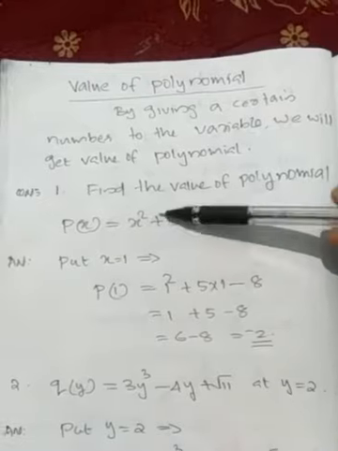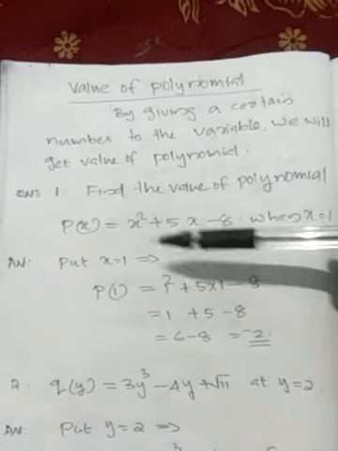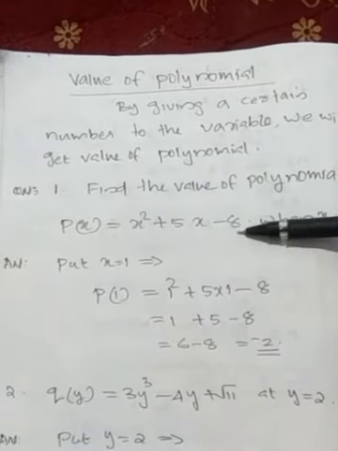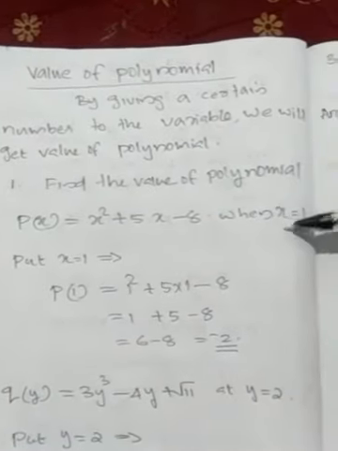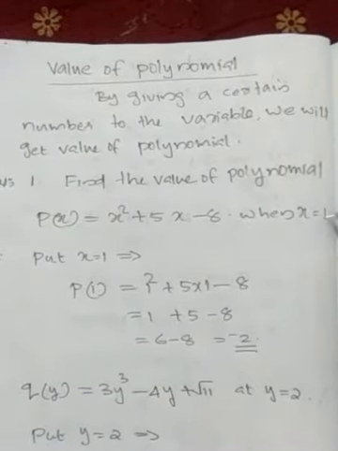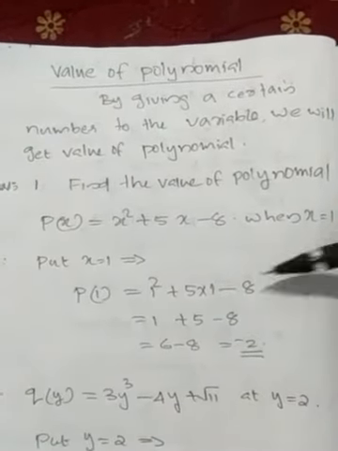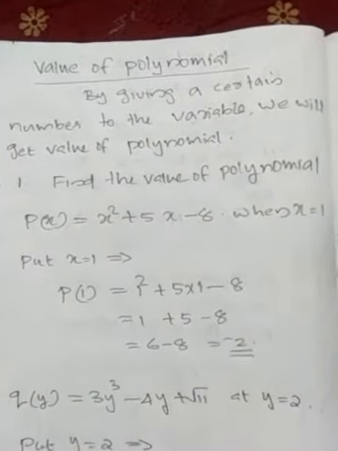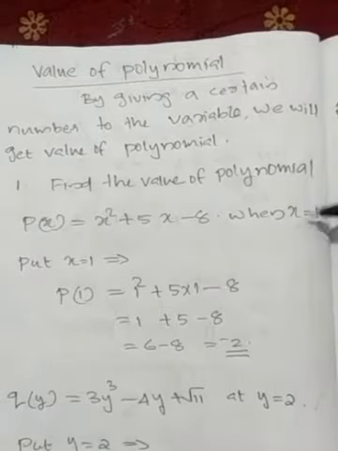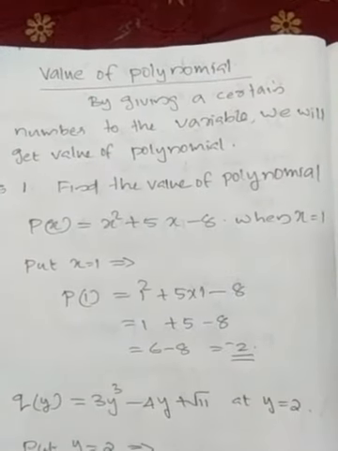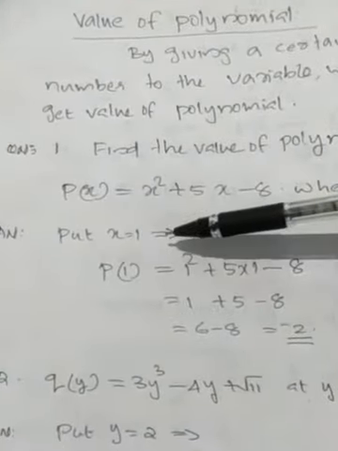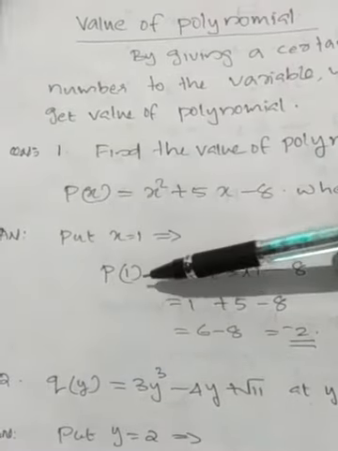Question is this one. Find the value of polynomial p of x equal to x square plus 5x minus 8, when x equal to 1. So we have to find the value of this polynomial if x equal to 1. For that we are giving 1 instead of x. Put x equal to 1. That means p of x becomes p of 1.